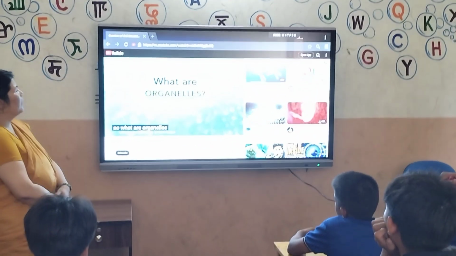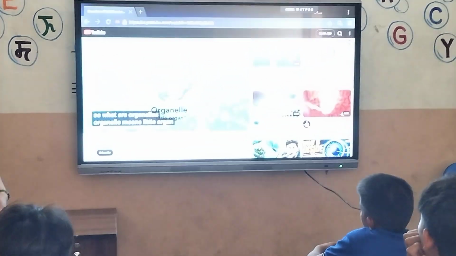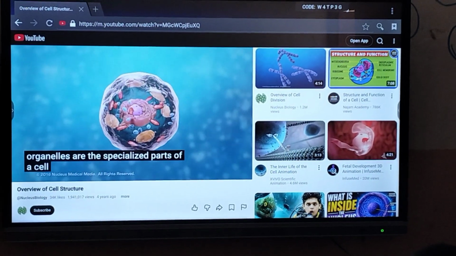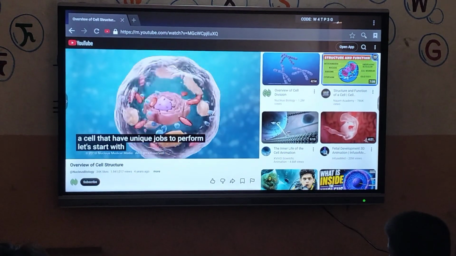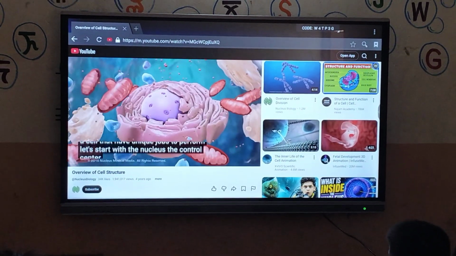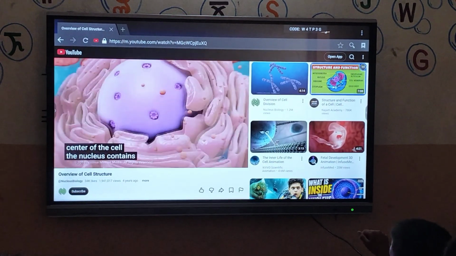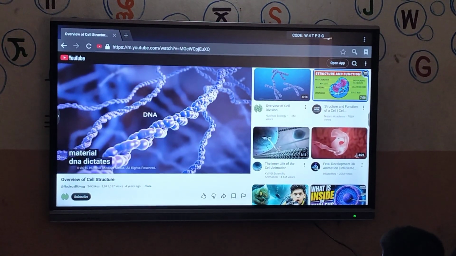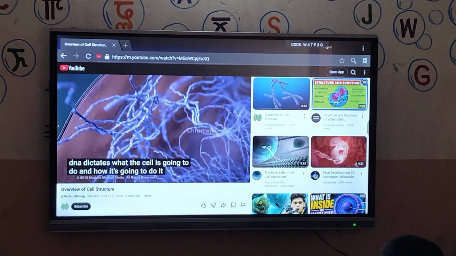So, what are organelles? What means little organ? Organelles are specialized parts of a cell that have unique jobs to perform. Let's start with the nucleus, the control center of the cell. The nucleus contains DNA, or genetic material. DNA dictates what the cell is going to do and how it's going to do it.